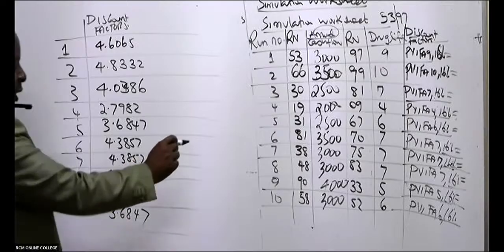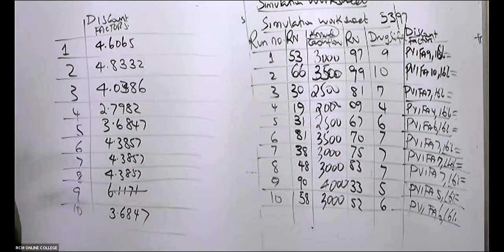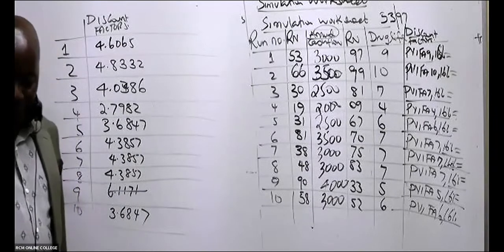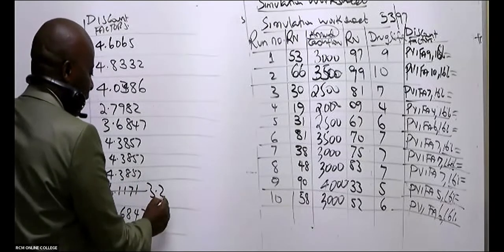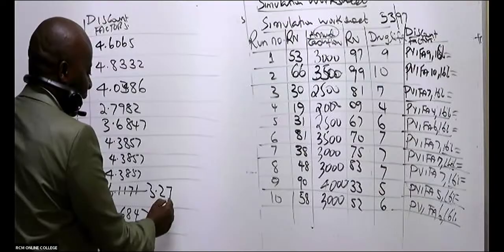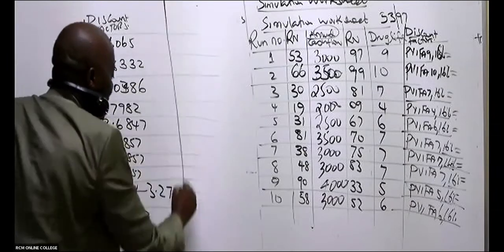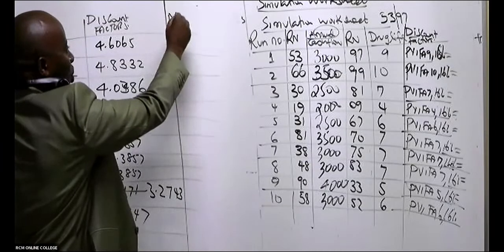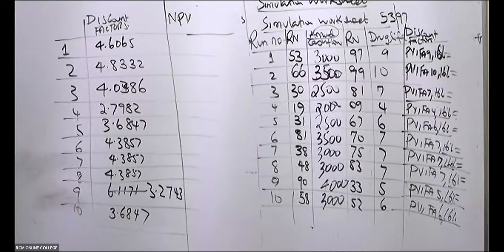Your number 9, because you see, this is 5 years. Check your number 9 again. 3.2743. Now, having gotten this, you can come and do the last column, which is the column of net present value.